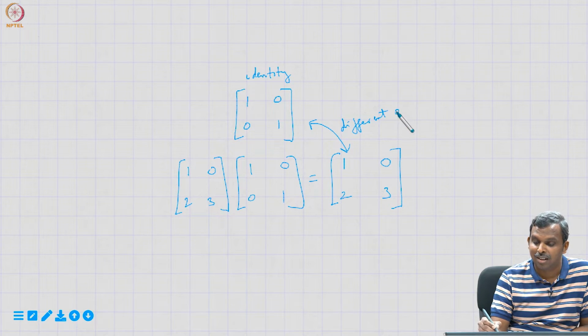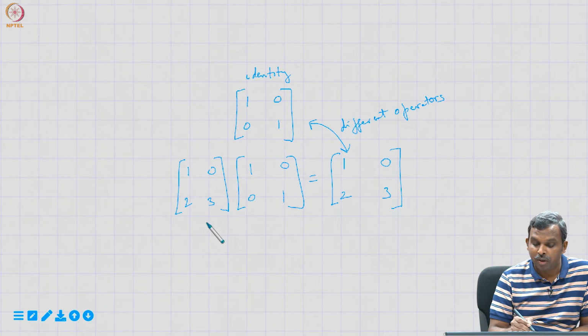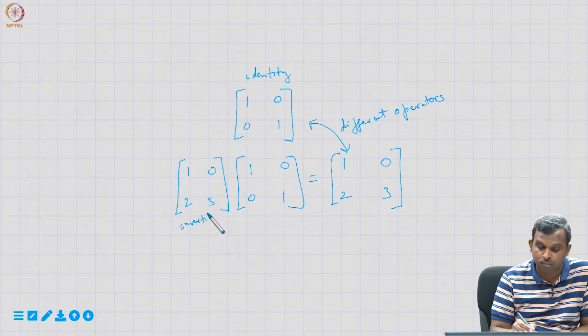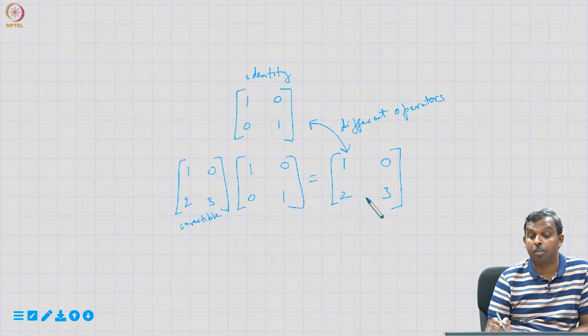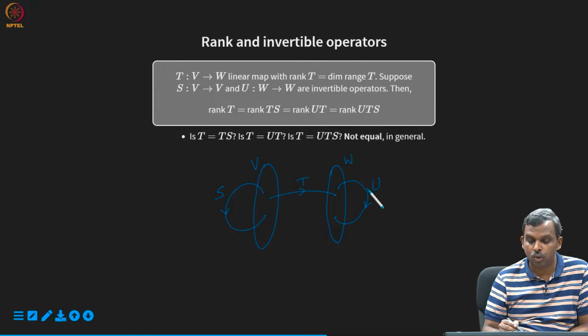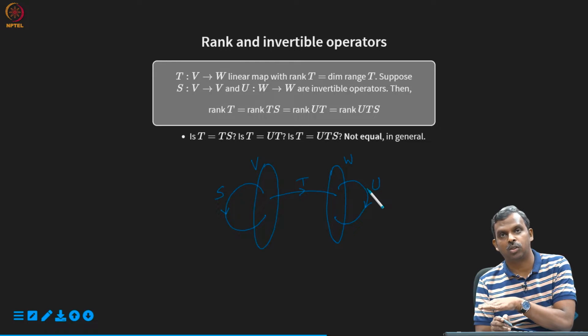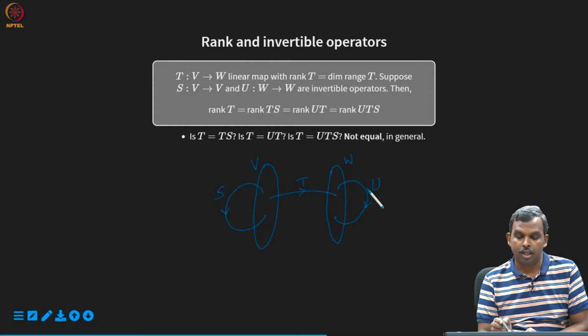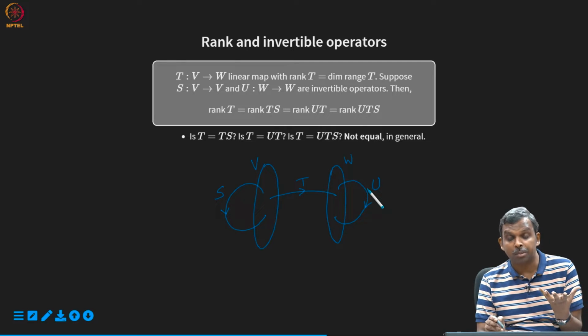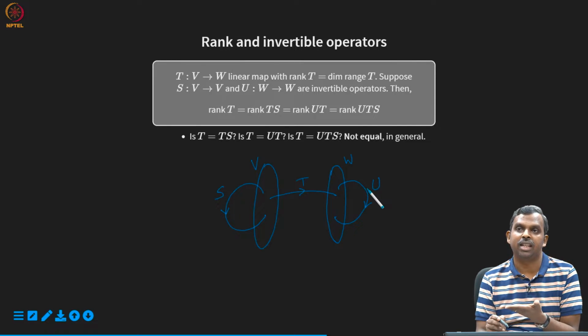It's a trivial example, but just to drive home the point, when you compose with another invertible operator, you don't get the same operator. The operator has changed. This one is identity, this is clearly not identity. So the operator will change when you compose with S, or even UT, when you go to W and then compose on the other side. Or you could compose on both sides, UTS, and the operator changes. But because U and S are invertible, whatever you did with S you can undo. So the dimensions for the range and for the null space won't change, right? How do you quickly prove this? Think about how you can quickly prove this.